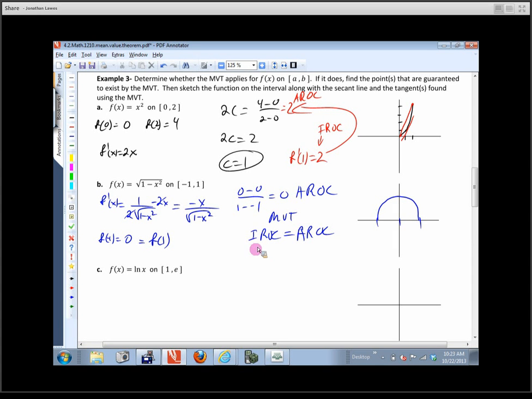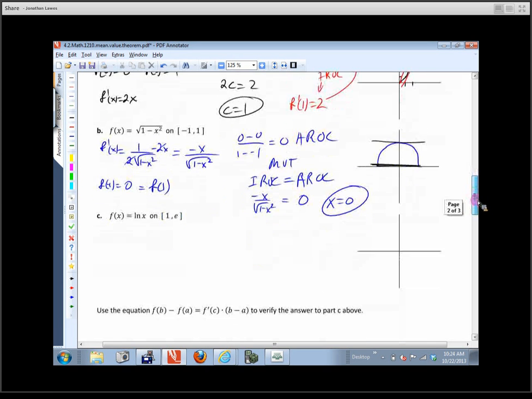So the derivative is negative x over the square root of 1 minus x squared, and the average rate of change is 0. Well, when do these two things equal each other? When x is 0. So that's the point guaranteed to exist by the mean value theorem, and let's just draw a picture of it, because it said draw the tangent line. The tangent line at 0 is this tangent line, and the secant line is this secant line, right here. And they have the same slope, okay? More specifically, this is another example of Rolle's theorem, but you can just think of it all as the mean value theorem. Any questions there?